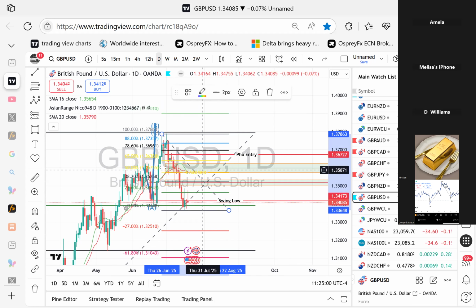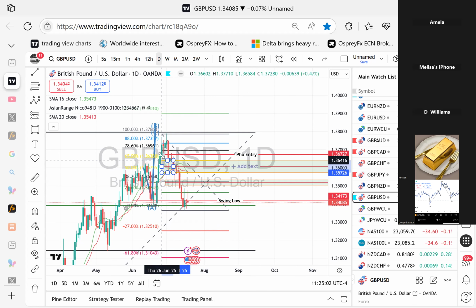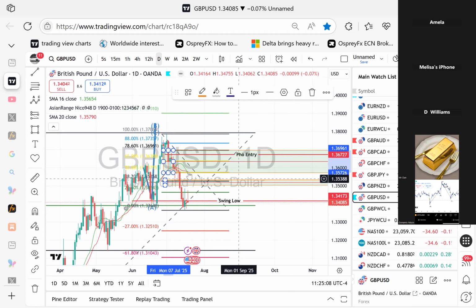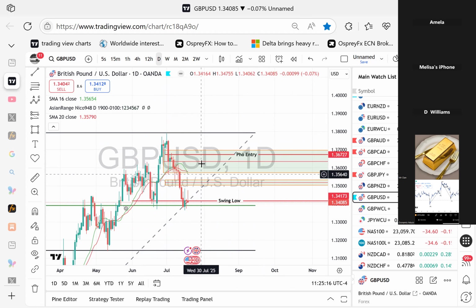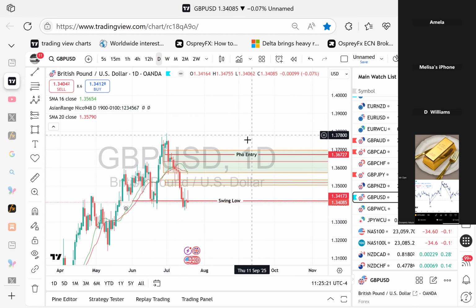And you see this green box right here? I can expect for price to come back to this green box. Now, I'm going to delete my little Fibonacci. I know I got a lot going on the chart. I don't want to confuse y'all. But that green box is where I can expect price to come back to, right?